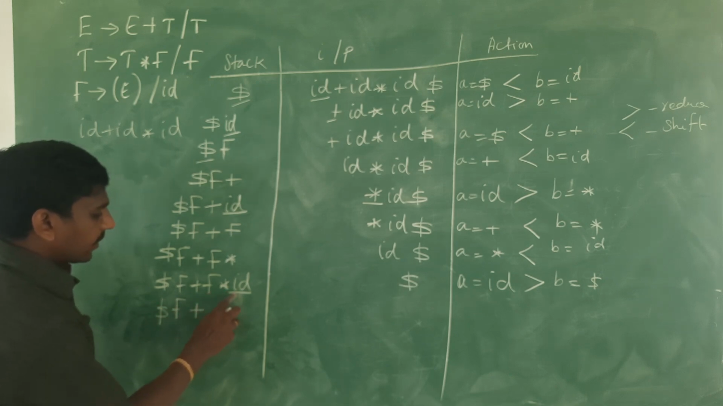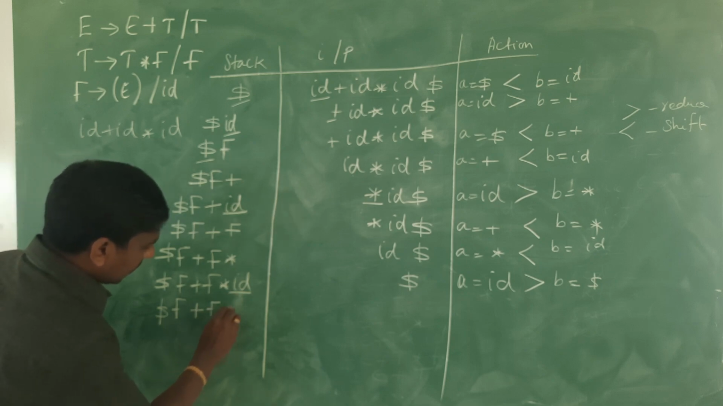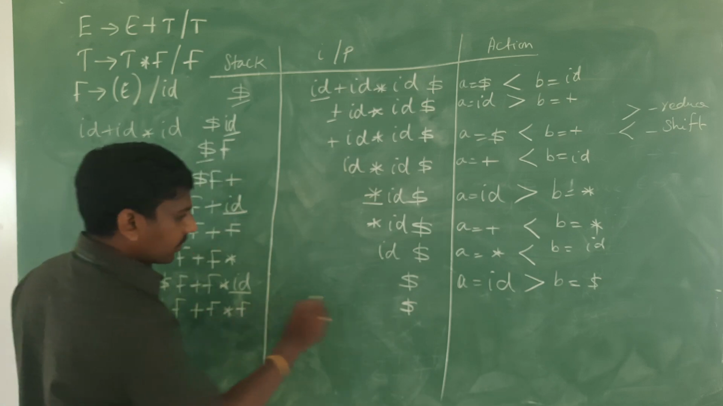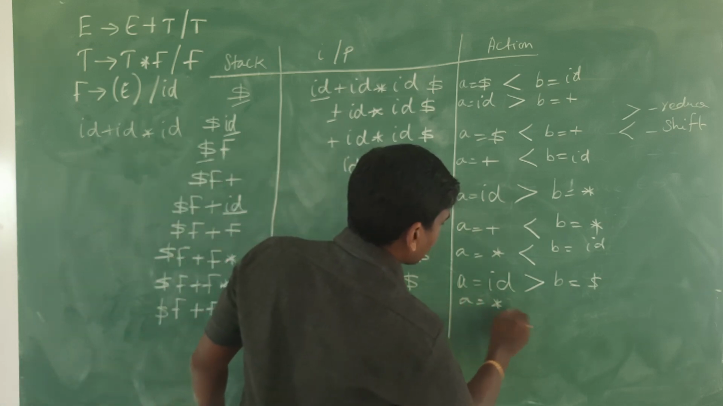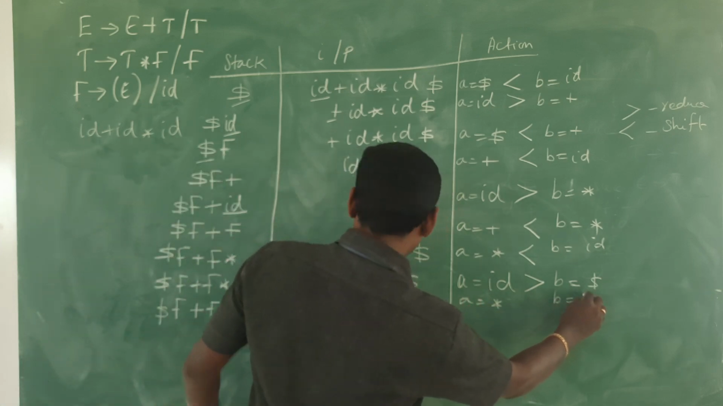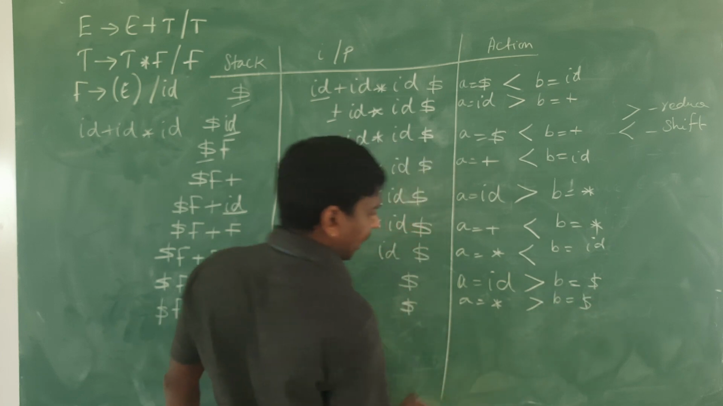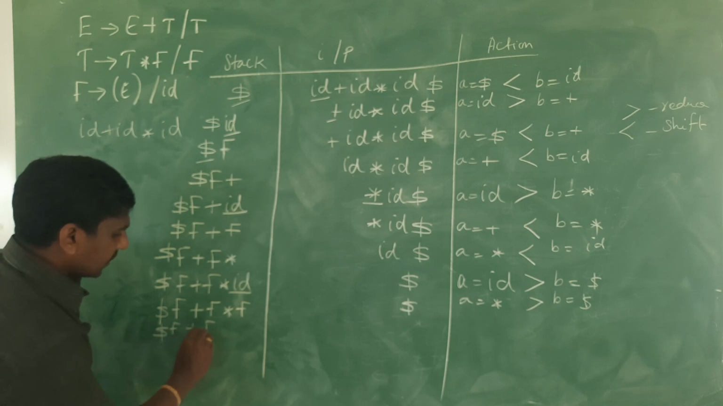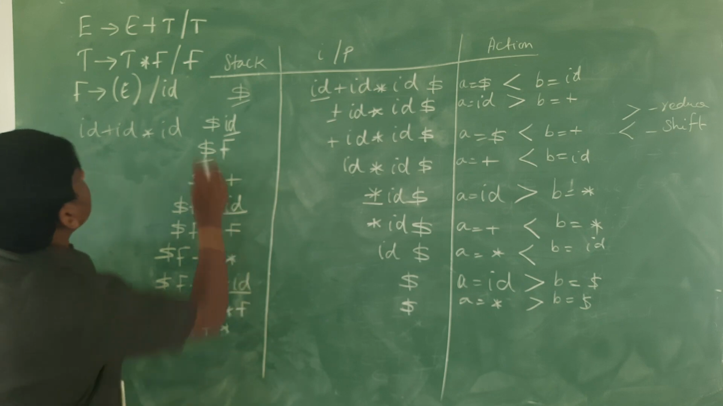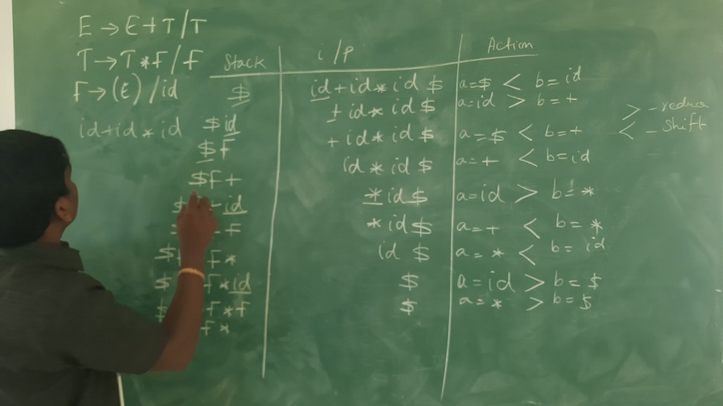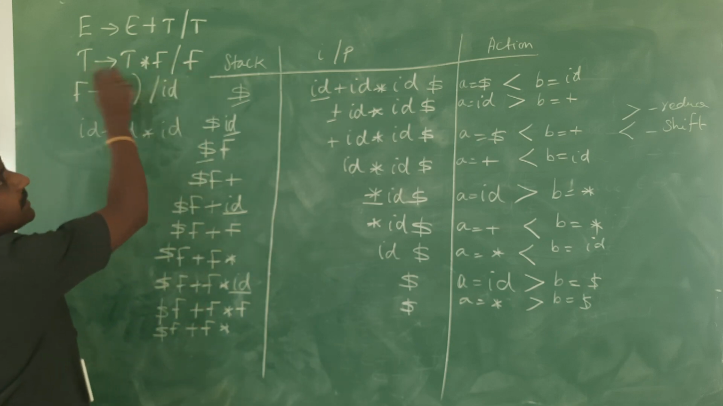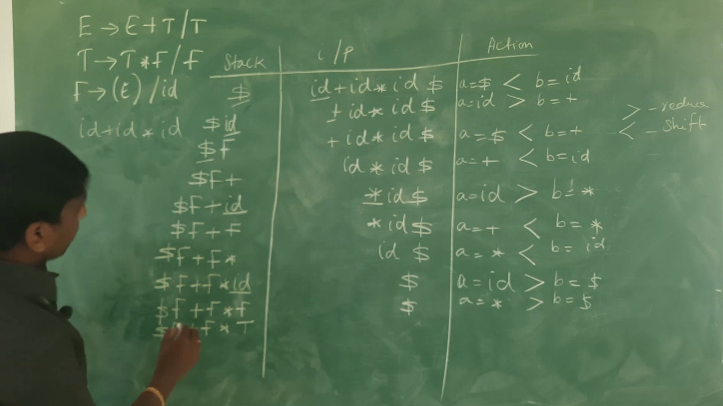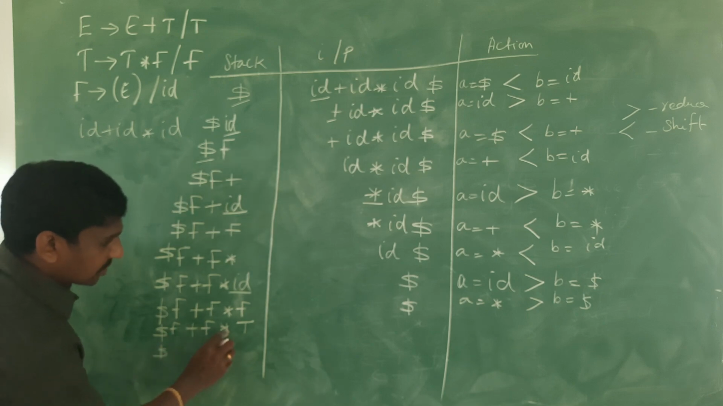So whether we have a handle for f? Yes. So dollar f. Clear? Now you have to check a equal to star, b equal to dollar. So it is a reduce. So we have to reduce dollar f plus f star. F is reduced with T. T tends to f. So here it is T. Clear? Now star dollar.